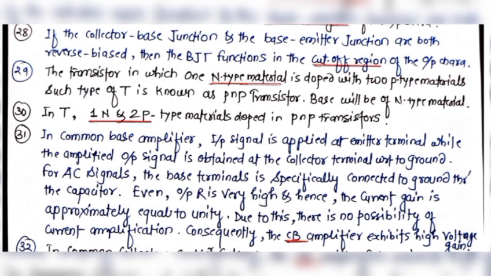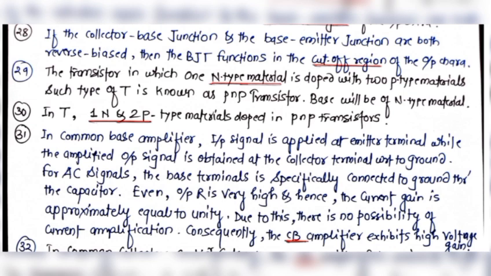The transistor in which one N-type material is doped with two P-type materials, such type of transistor is known as PNP transistor. Base will be of N-type material. In transistor, 1 N and 2 P type materials are doped in PNP transistors.